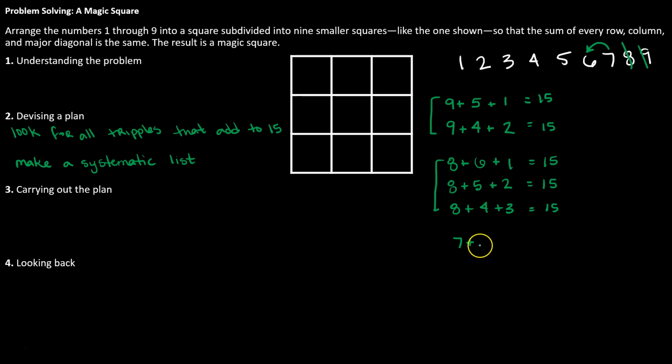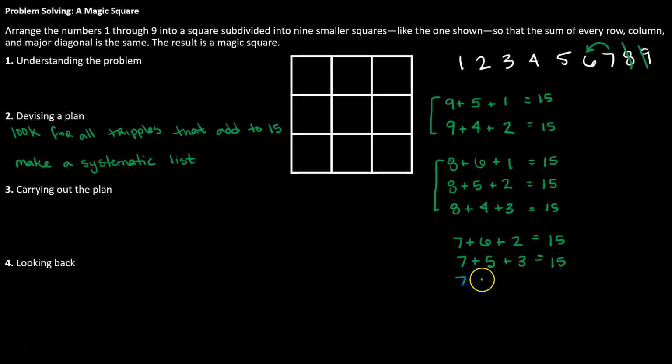7 plus 6 would give us 13. So it's okay to use 7 and 6 together. But if we have 13, we need 2 to get us to 15. We would not be able to use a 1 with that 7. So we're going to keep the 7 up front, decrease the 6 to a 5, increase the 2 to be a 3. So 7 plus 5 plus 3, that's also 15.